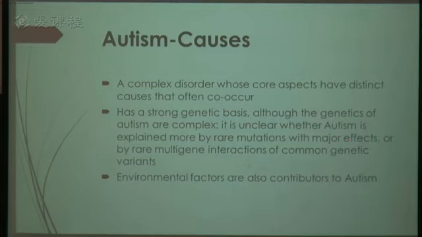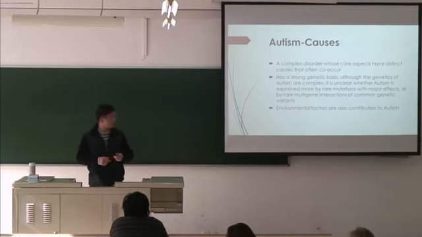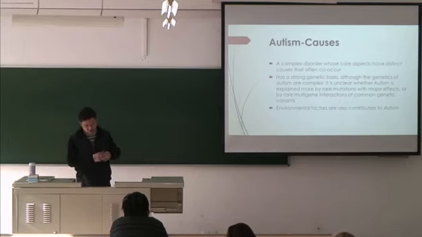People still don't know which one is which, and that's why the systems biology area has become very popular recently. Previously people only studied a single gene or protein, but in systems biology they try to relate all of these genes and proteins together to form a network to explain the function and mechanisms of this process. Environmental factors can also contribute to autism.